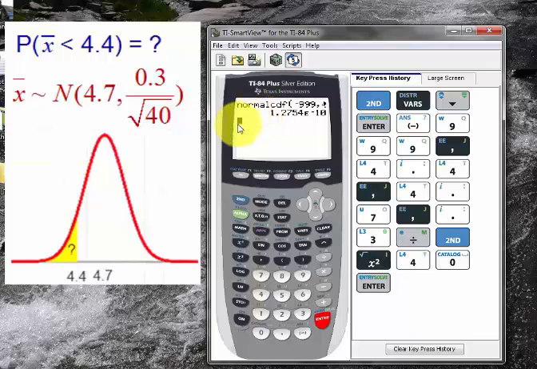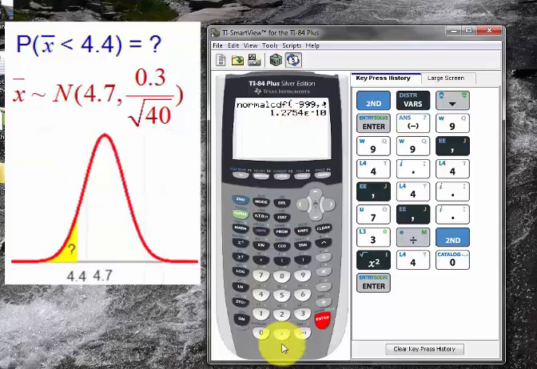So we get 0.9999999991274, which is basically no probability. It would be almost impossible to sample 40 students and find out that their average time to completion and graduation is less than 4.4 years.